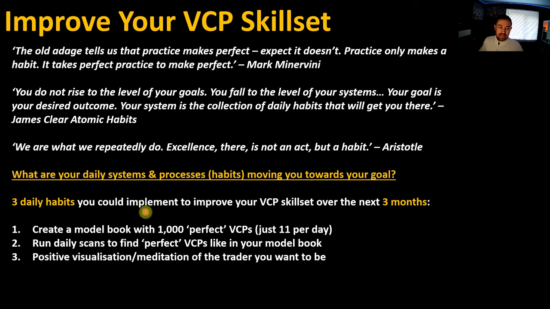So three daily habits you could implement to improve your VCP skill set over the next 3 months are: one, create a model book with 1,000 perfect VCPs. Now, 1,000 may sound like a lot, but it's just 11 a day. Can you find for the next 3 months 11 perfect VCPs per day and put them in a model book and annotate them? I think you can. Two, run daily scans, like we were talking about earlier, to find perfect VCPs like in your model books. Three, positive visualization, meditation of the trader you want to be.